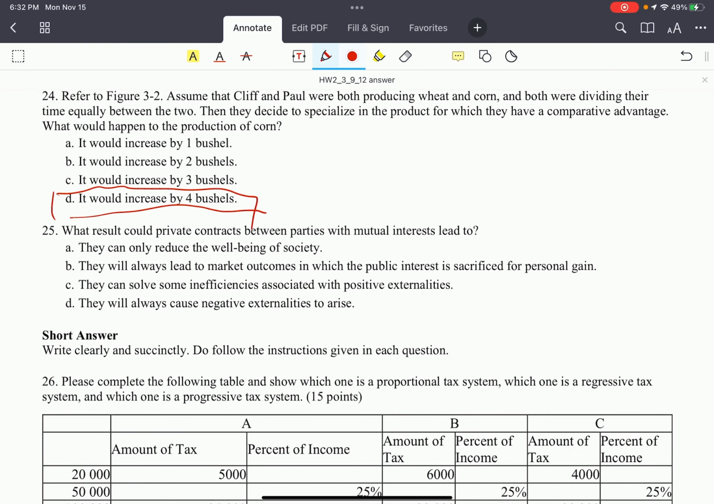Okay, 25. What result could private contracts between parties with mutual interests lead to? Well, if you look at this question, you can guess it's most likely about Coase's theorem, right? So you can see that you should choose C here. They could solve some inefficiencies associated with positive externalities.